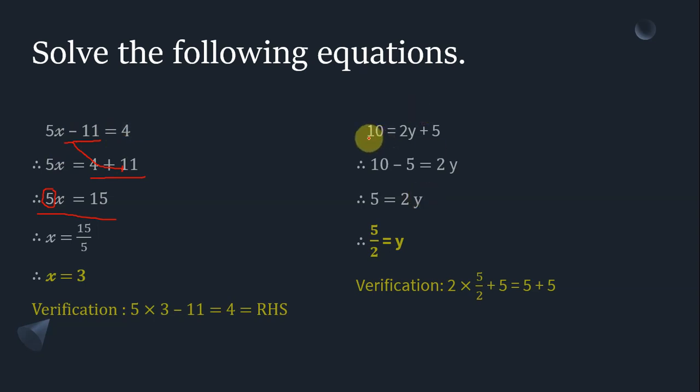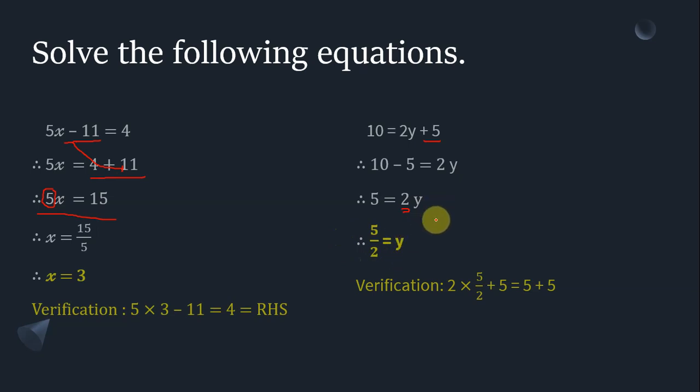Now one more example. 10 equal to 2y plus 5. Now with 2y here 5 is there. So I want to cancel this 5 from the right side, so let us shift it to the left side. Do the subtraction, subtract 5. So what I get is 10 minus 5 equal to 2y. Now I want to shift this 2 also, I don't want that. So I am taking 2 also to the left side. So it is going to become 5 upon 2 equal to y.